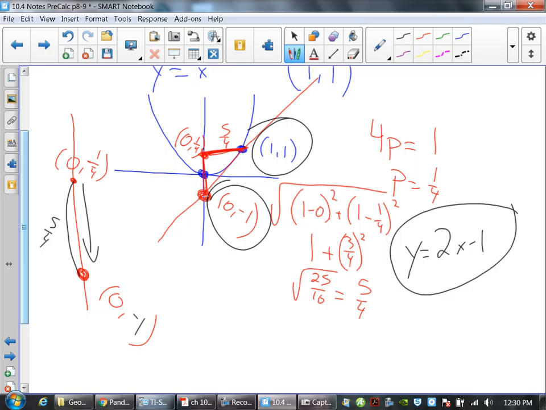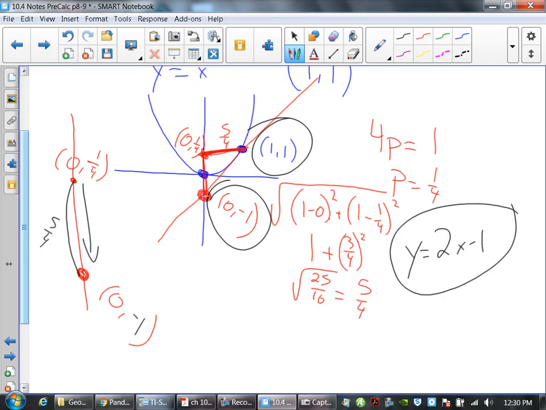Oh, algebra, you're so smart. The equation of the line that's tangent to this on that chart. Heck of a lot of math.